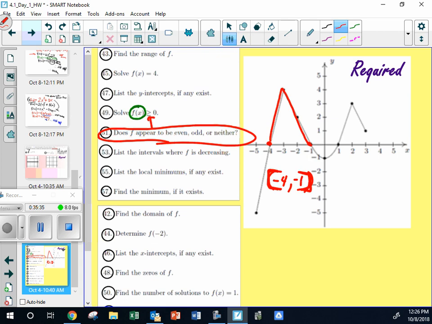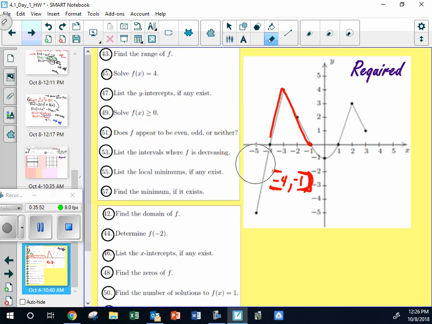Does it appear to be odd? There you go. It's just appearances. You do have to recognize the pictures. This one's an easy picture because it doesn't work. There's no way it has y-axis symmetry or origin symmetry. Neither one.